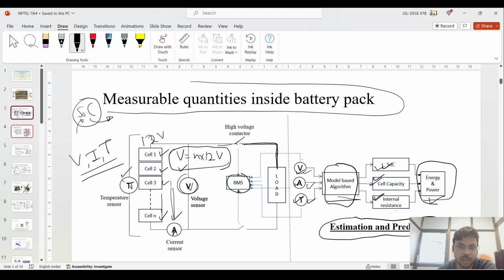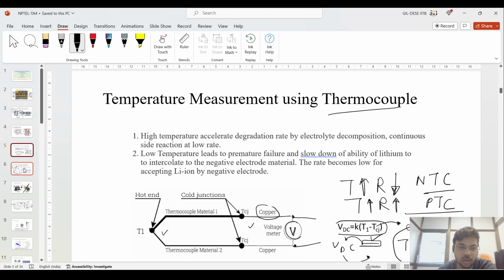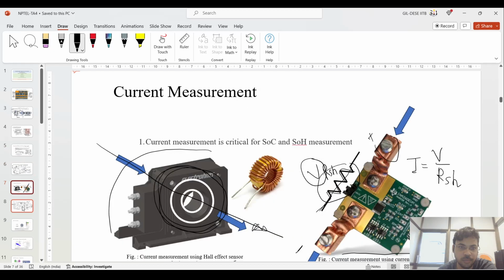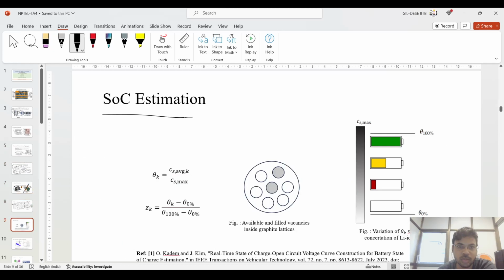So, what we have learned currently: first BMS, then the measurable quantities inside the battery pack, and estimation and predictor, what we can estimate and what we can predict. Then the different kinds of methods for voltage, temperature, current, and contactor control.